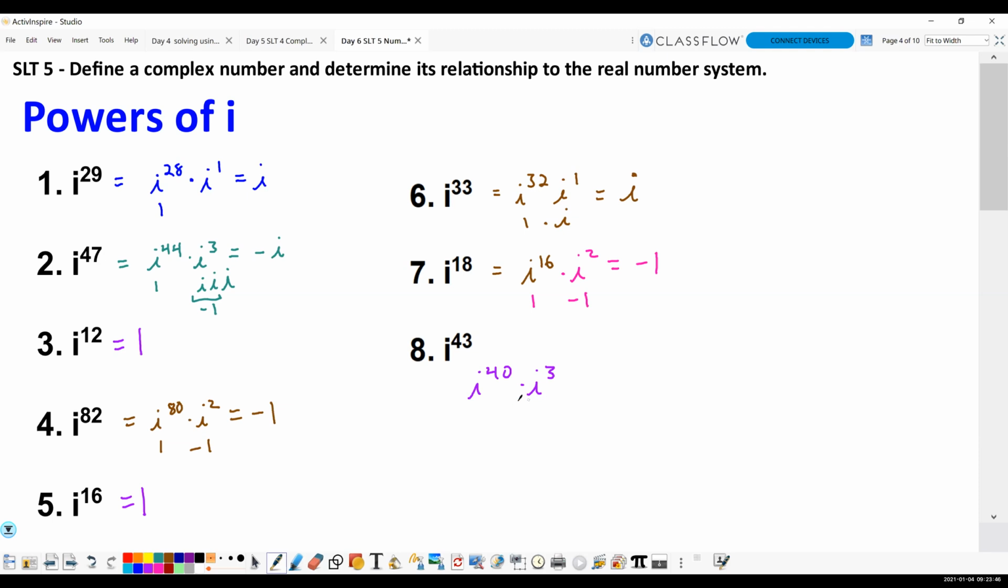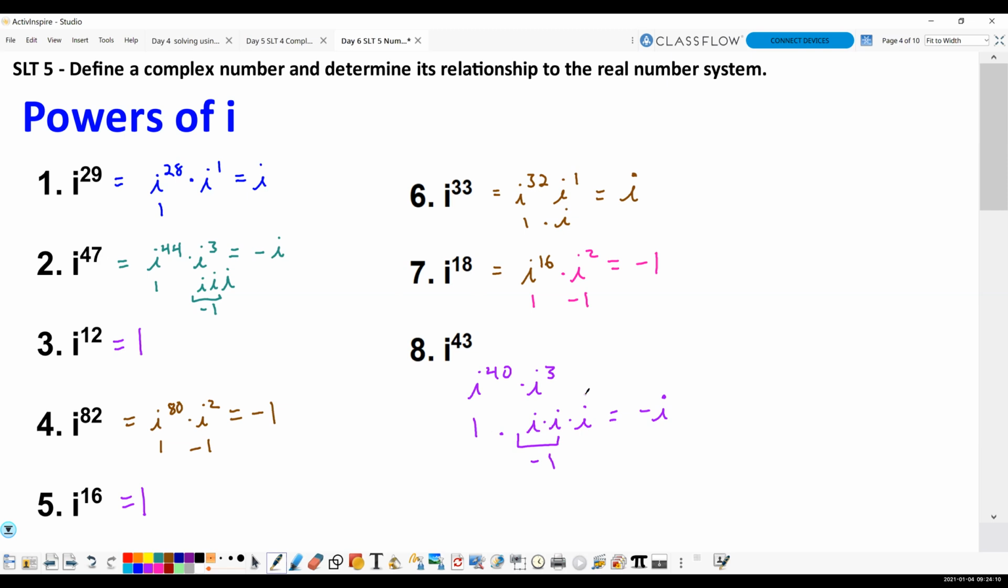And honestly, guys, yes, if you've memorized that I to the third is -I, that's cool. But some people haven't, and that's all fine also. There's no reason to memorize extra. If you want to write these out and be like, hey, look, I squared is -1. That's fine. 1 times -1 times I becomes -I.